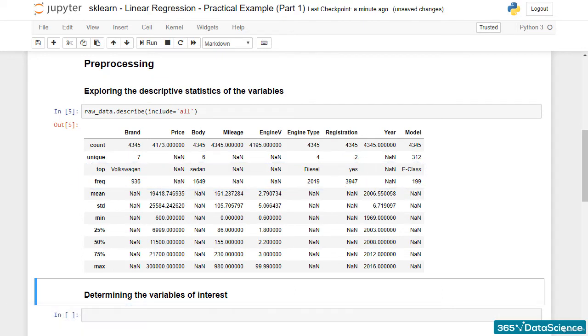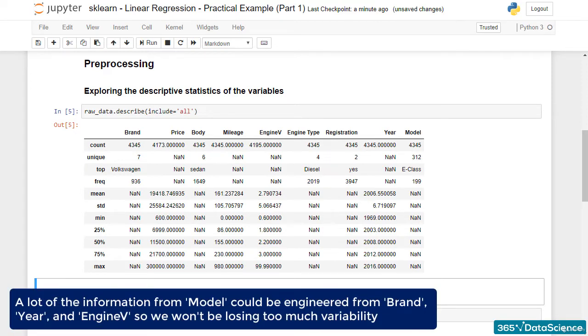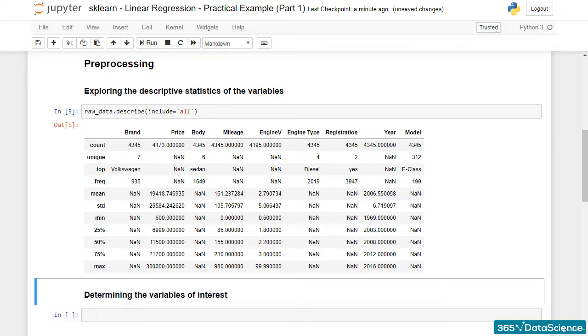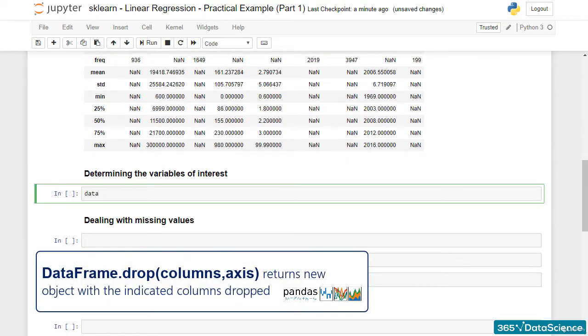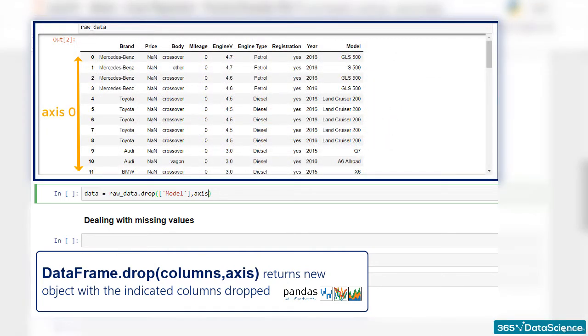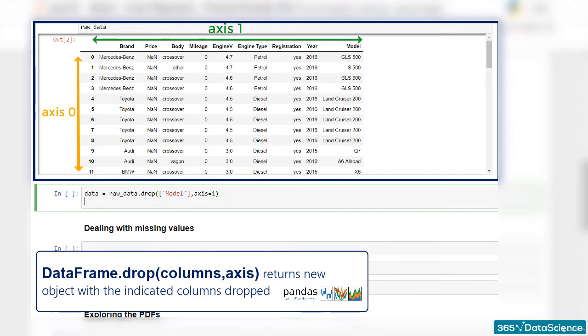As we mentioned, reliably implementing model into a regression would be a very hard task, so we'll drop the variable. A lot of the information from model could be engineered from brand, year, and engine volume, so we won't be losing too much variability. Once we are done with this practical example, you can try running a regression with model too. To remove the variable, we'll use the pandas method, drop. It has two arguments, the columns I want to drop and the axis. Remember that axis 0 means rows, while axis 1 stands for columns. I am dropping columns, so axis equals 1.